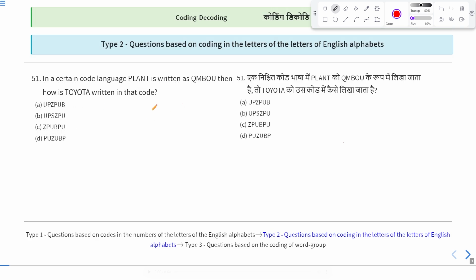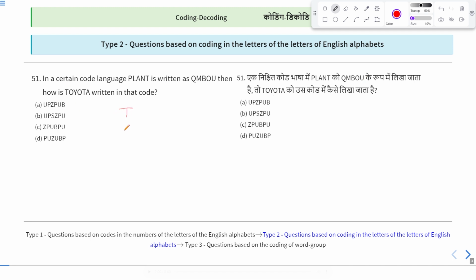In a certain code language, PLANT is written as QMBOU. Then how is TOYOTA written in that code? We have to convert PLANT into QMBOU. Now, P plus 1 is equal to Q, L plus 1 is equal to M, A plus 1 is equal to B, and so on. You can check. Each of these letters on the left plus 1 will give the letter on the right. So in this code, all the letters are moved forward by one place.